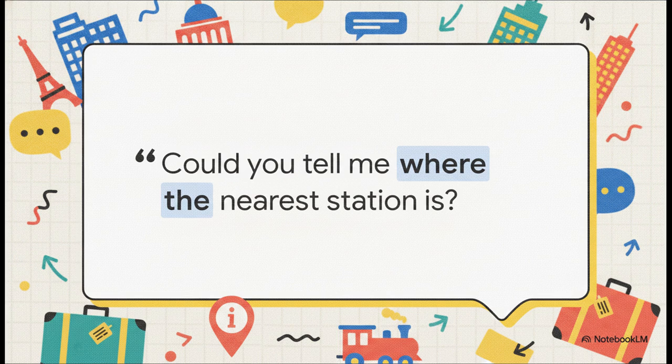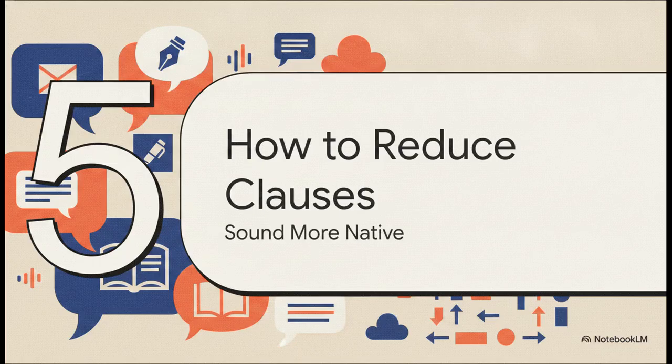Or, let's switch gears for a second. Imagine you're a tourist in a totally new city. You wouldn't just walk up to a stranger and bark, where's the station, right? You want to be polite, so you use a noun clause and say, could you tell me where the nearest station is? It really softens the question, removes that direct interrogation feel, and makes you sound incredibly natural and fluent when you're traveling. All right, section 5, how to reduce clauses.